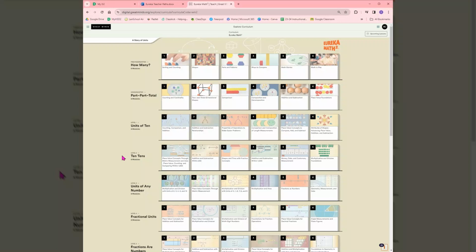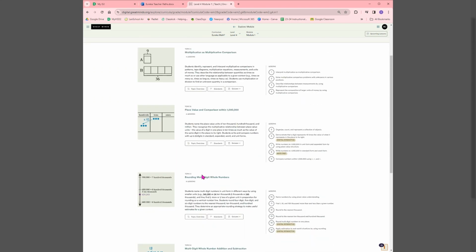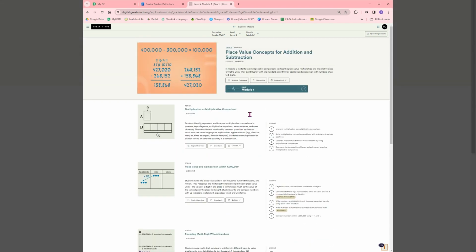All right, let's take a look at the topic. So last time we looked at the module overviews. Now let's focus in on the various topics. I'm going to click on Module 1 for Level 4. And here are the topics that you're going to be covering in that unit, in that module.